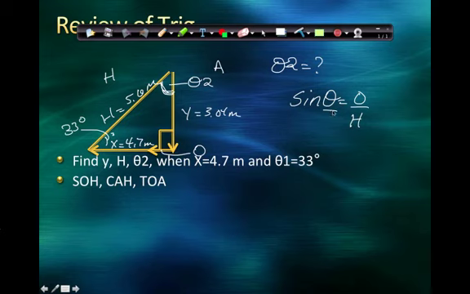So I do not have the angle here. That's unknown. But I have the opposite side, which is this side right here. That's the opposite side. And then I also have the hypotenuse side, which is right here. So I have enough information to solve. So sine of theta.